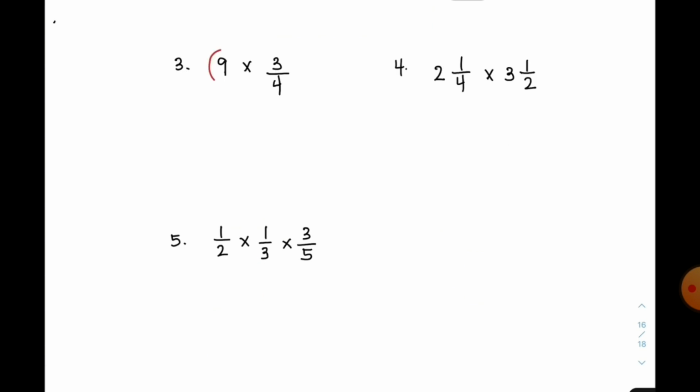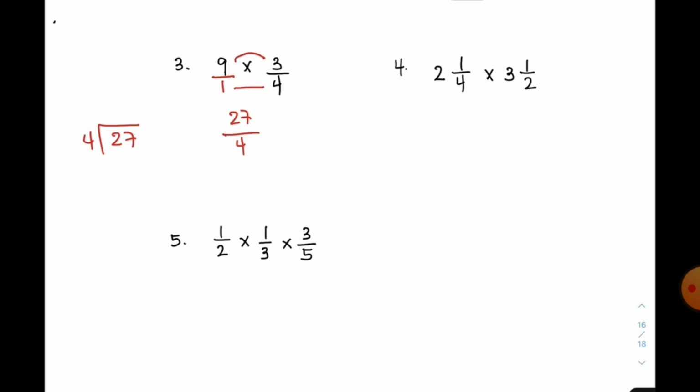Number 3 example, we have 9 times 3/4. Again, whole number 9. Understood, we have the denominator 1. Then, we have to multiply all the numerators. 9 times 3, and that is 27. Then, the denominators, 1 times 4, and that is 4. Okay? Since improper fraction ito, gagawin natin ito ng mixed number.